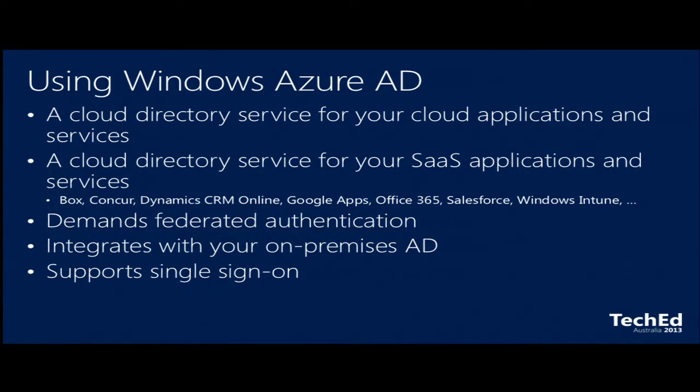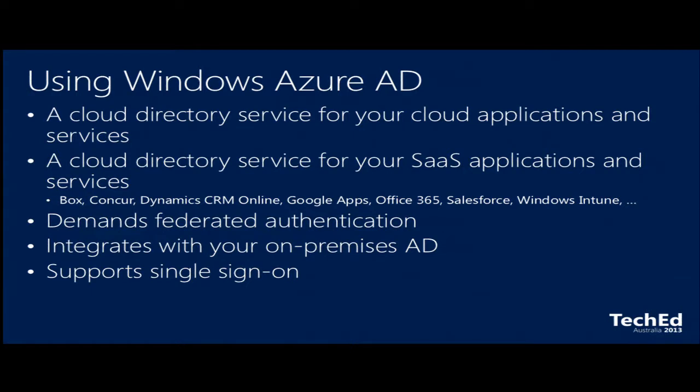Using Windows Azure AD is a bit different. So Windows Azure AD is a cloud-based directory service that we can use when we want to integrate our cloud applications and SaaS applications in order to authenticate users, in some cases authorize them as well. As you can see there below the second point, there are a number of SaaS applications that can be integrated with Windows Azure AD. They're not only Microsoft SaaS services, but also third-party ones, such as Google Apps, Salesforce, and others.